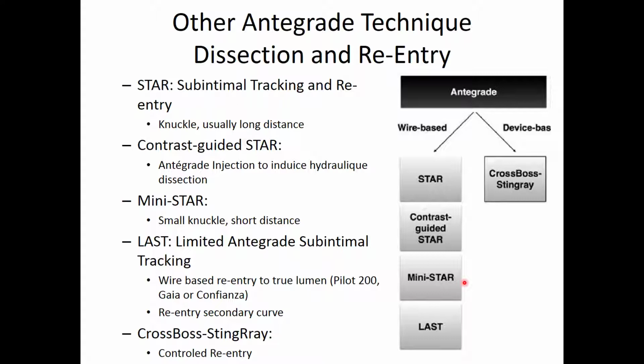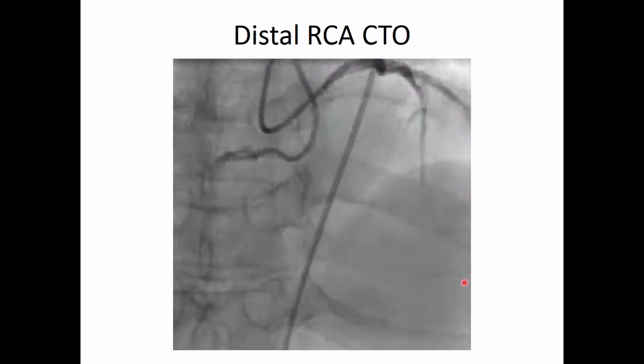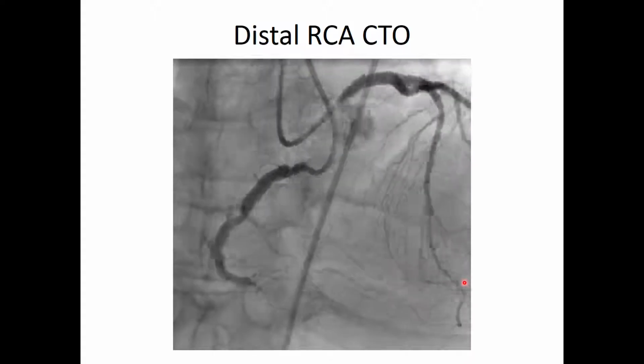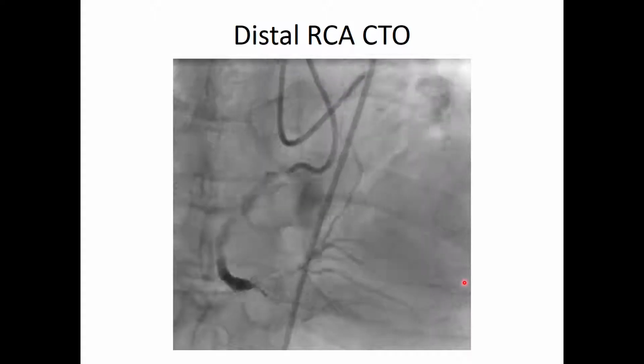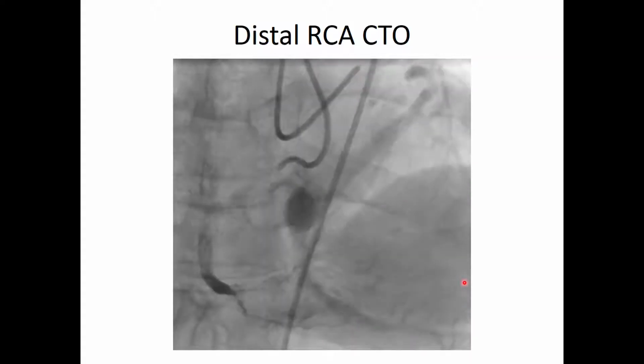So here you have a distal right coronary artery occlusion. As you can see, this occlusion is very distal. So again, we go with a microcatheter at the proximal part using a workhorse, and then we navigated using a Gaia Second. The Gaia Second is close now to the distal cap, however, it's still tracking in the subintimal space.